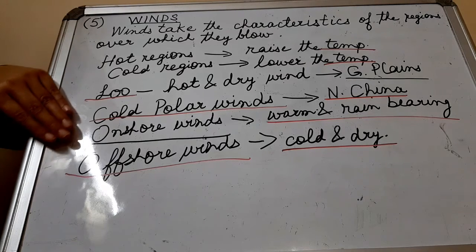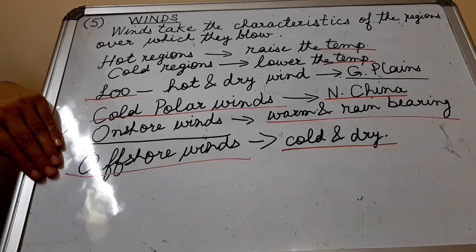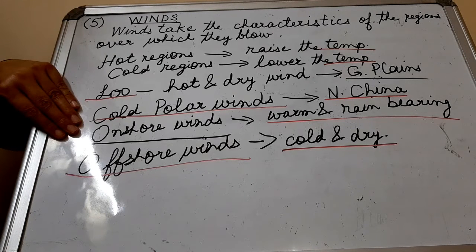Then we have onshore winds and offshore winds. Onshore, as the name suggests, on to the shore. That means from sea to the land. Hence these winds are full of moisture. So when these winds blow, they give rain if they are warm.